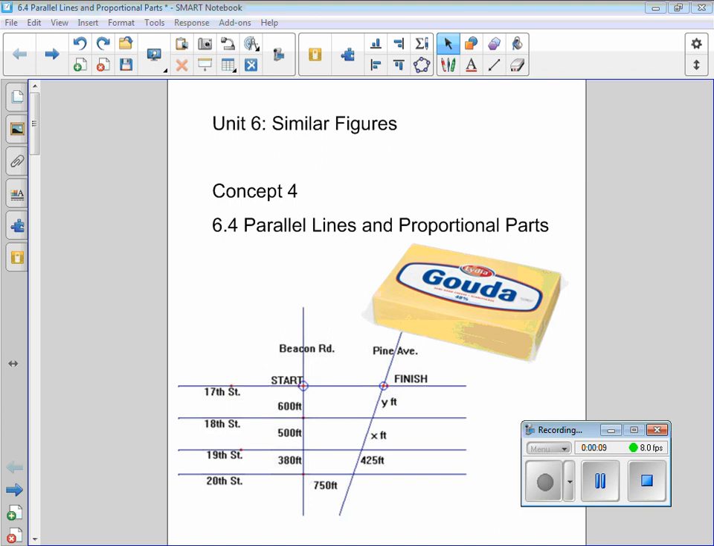This is Concept 4, 6.4, Parallel Lines and Proportional Parts. This is my favorite section because we get to look at real world problems.